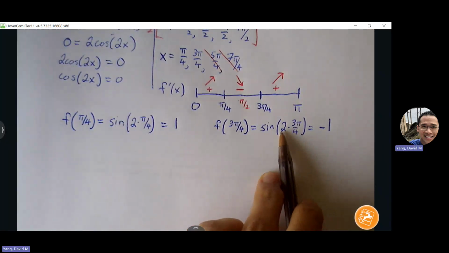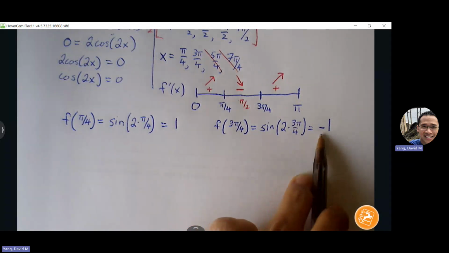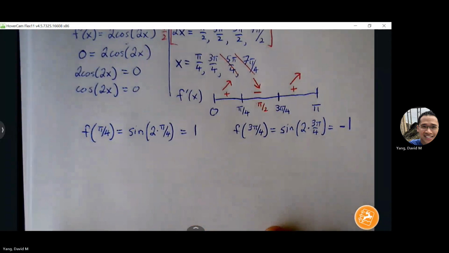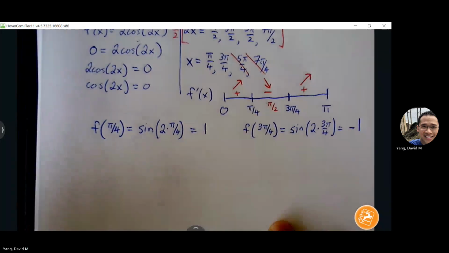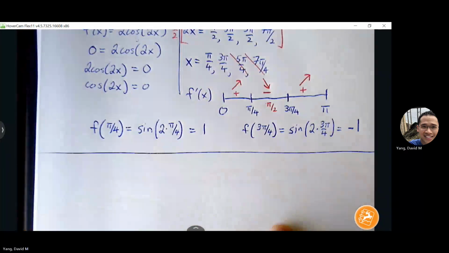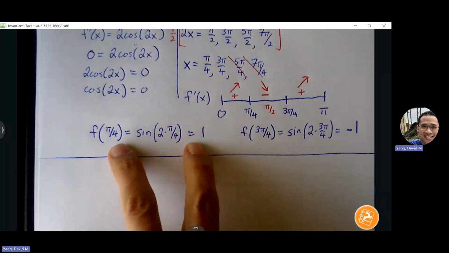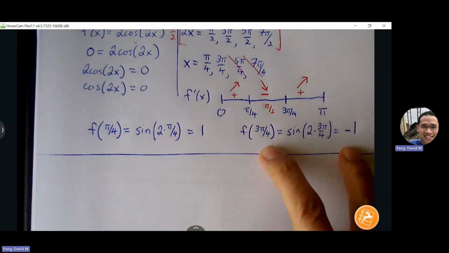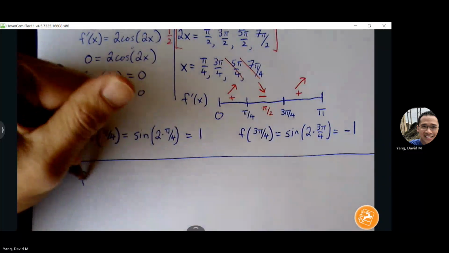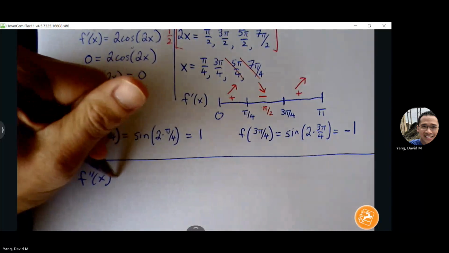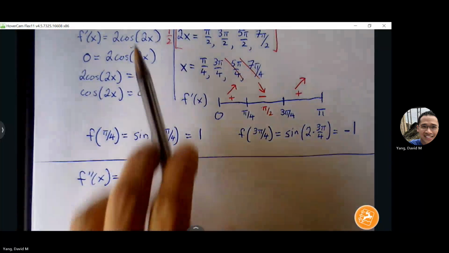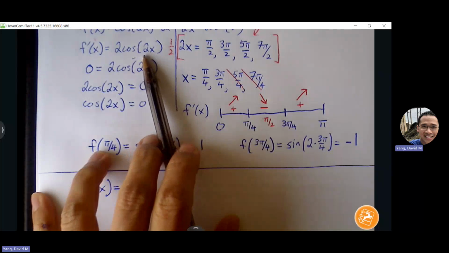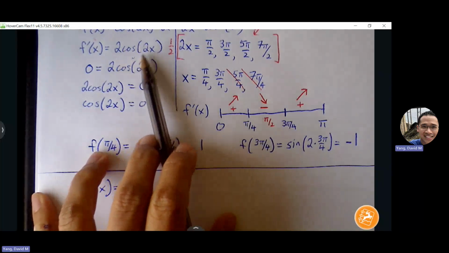This is 6 pi over 4. 6 pi over 4 is the same thing as 3 pi over 2. Sine of 3 pi over 2 is... Okay. We have our ordered pair for relative max. We have our ordered pair for relative min. Let's move on to the second derivative. So 2 cosine 2x becomes negative 2 sine of 2x times 2.